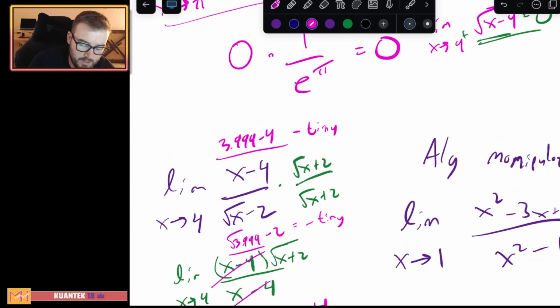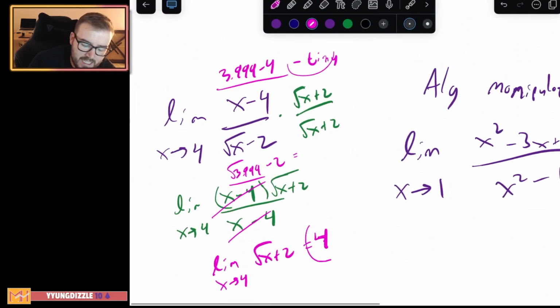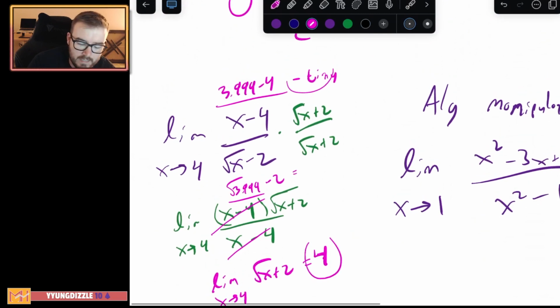What is the square root of 3.999? Well, it's not that tiny, right? You see what I'm saying? I don't see how that's going to get me 4, right? It's just, it's not quite there. It's not quite obvious. I know that this is essentially 2, right? And 2 minus 2 is 0. So yeah, I guess you see it, but negative tiny divided by negative tiny doesn't magically equal 4, right?